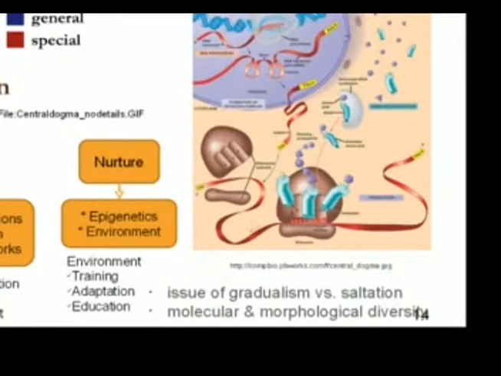And this answers the issue of the detractors about gradualism versus saltation. Also highlights the importance of molecular and morphological diversity. So now comes our relating these principles to social and institutional change.